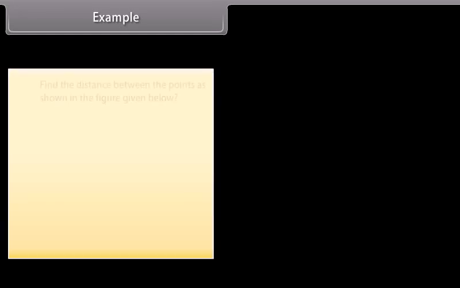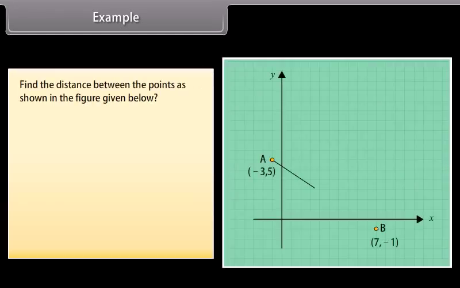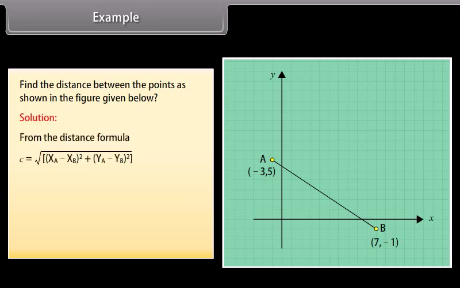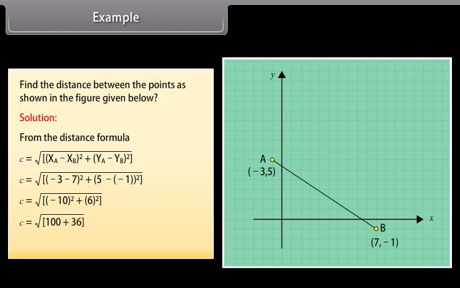Example. Find the distance between the points as shown in the figure given below. Solution. From the distance formula, C is equal to under root of (XA minus XB) whole square plus (YA minus YB) whole square. C is equal to under root of (minus 3 minus 7) whole square plus (5 minus 1) whole square. C is equal to under root of (minus 10) whole square plus 6 whole square. C equals under root of 100 plus 36. C is equal to 11.66.